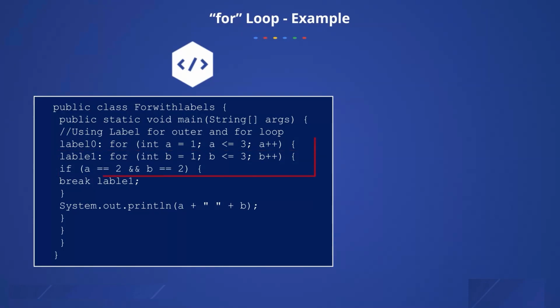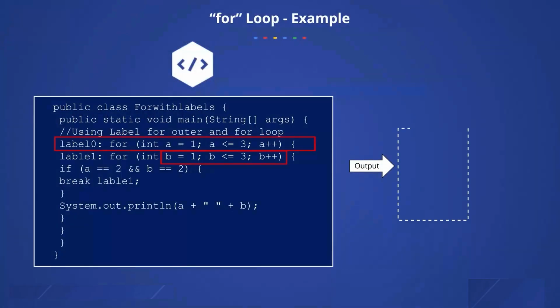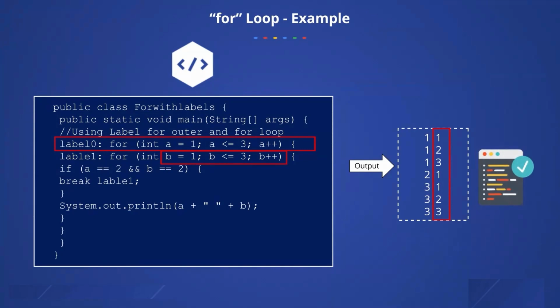Once your main program starts, now what happens? First of all, this is the label 0, label 1. In label 0, there is a for loop running from a equal to 1. So first a will be 1. And whenever a is 1, this b runs for 3 times. You see here, b starts from 1 to 3. For every value of a, the b also runs up to 3 times. And each time b starts from 1 and iterates up to 3 times.